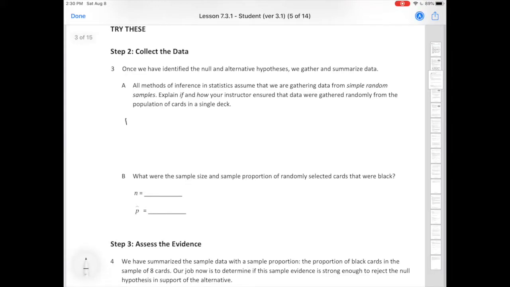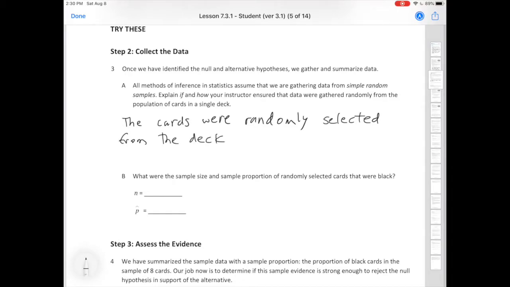So let's just say the cards were randomly selected from the deck every time.